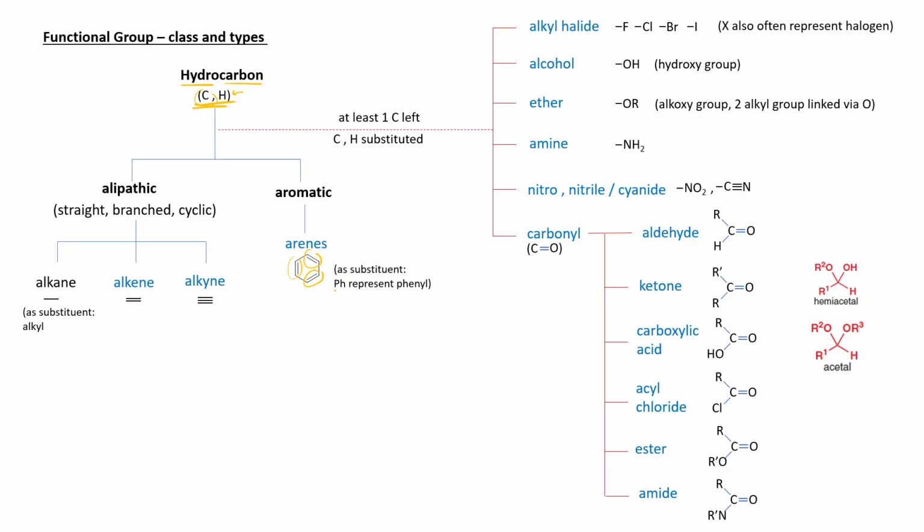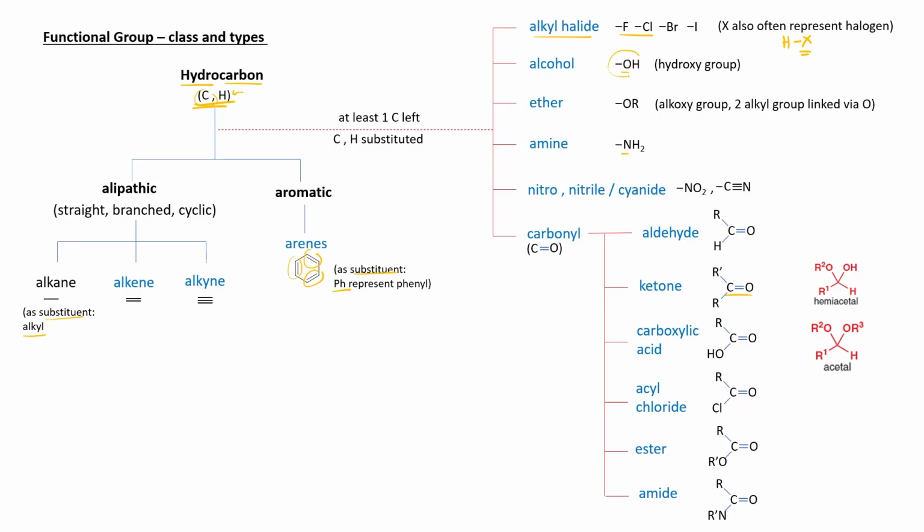If this becomes a substituent, we call it phenyl, the same as when you have alkane as a substituent, we call it alkyl. Same idea. This is without any functional group. But when you have a functional group, you can have halide, oxygen, nitrogen, and carbonyl. Alkyl halide is sometimes represented like this, X, where X represents a halogen.